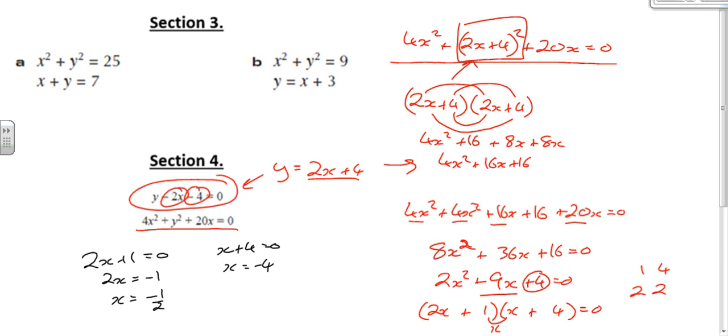And then once you've got your 2 x values, minus a half and minus 4, you substitute them back into this thing. So y equals 2 lots of x. So 2 lots of minus a half is going to be minus 1. Plus 4, you're going to have y equals 3. If we do this one, 2 lots of minus 4 is going to be minus 8. Plus 4 is going to be minus 4.